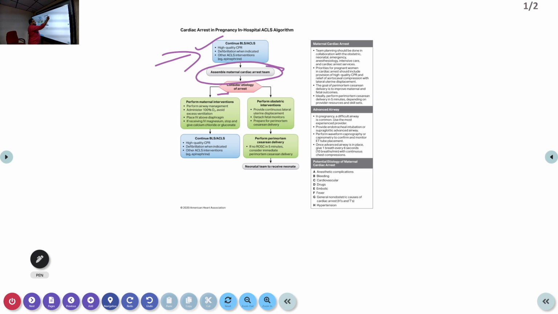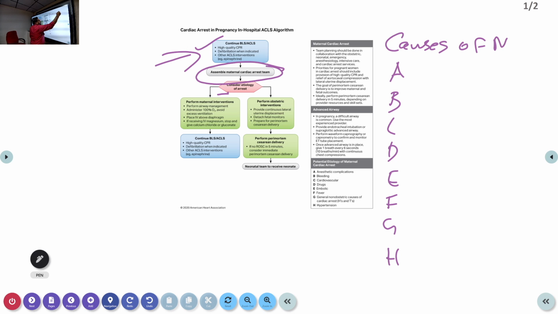There are certain A, B, C, D, E, F, G, H that you need to remember here. Certain other A, B, C, D, F, H. So these are the potential etiologies, causes of maternal cardiac arrest. So you need to remember this. So general cardiac arrest is there.